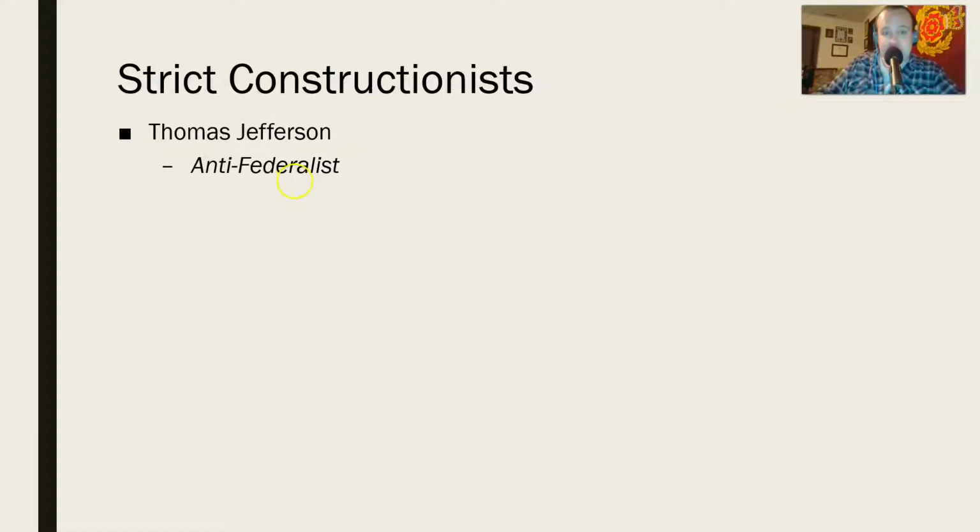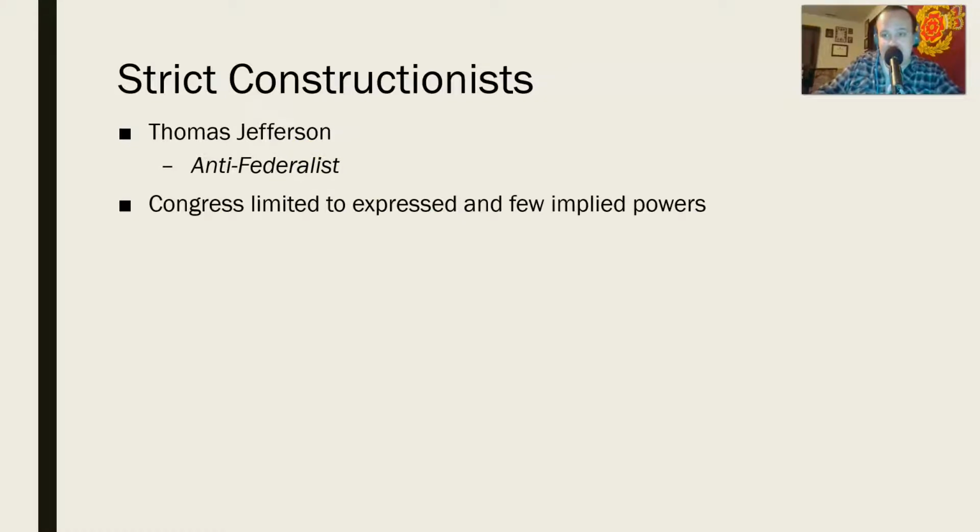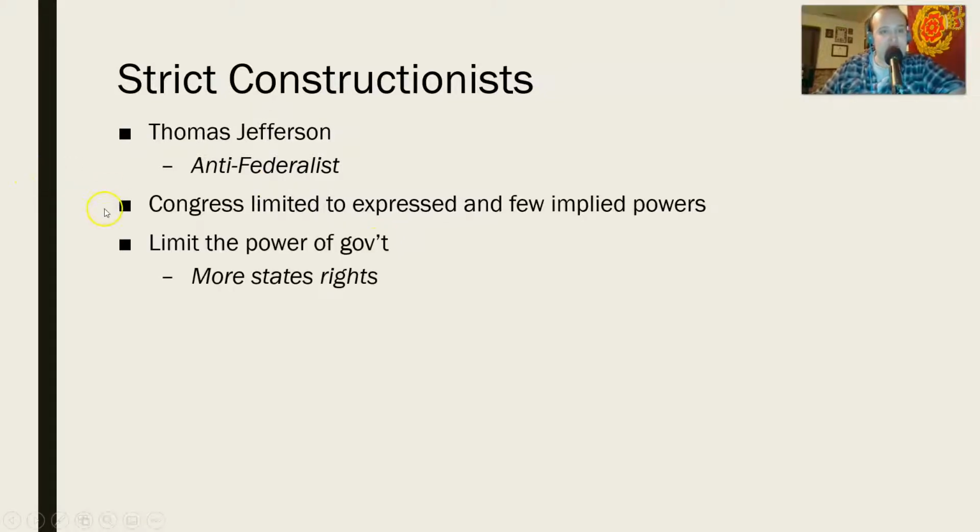So Thomas Jefferson was really the first, big strict constructionist. He was the founder of the Anti-Federalist Party. He really believed Congress was limited to expressed and few implied powers. Everything listed here. Everything Congress is supposed to be able to do is listed here. Now, they've taken that power, and it's not what's listed in the Constitution anymore. There are more things that they can do. The strict constructionist would want to limit the power of the government and give rights back to the states.